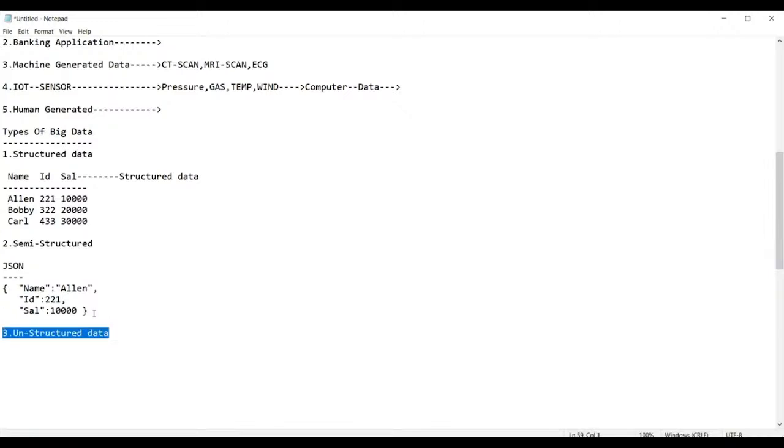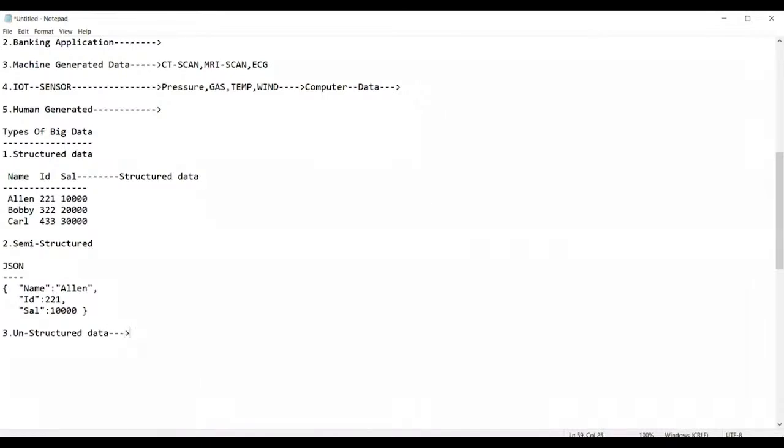Unstructured data is nothing but, basically, data with no particular structure, such as the photos in your mobile phone, the videos, the chat history, and the voice notes. All of these come under unstructured data only. There is no proper structure for it.